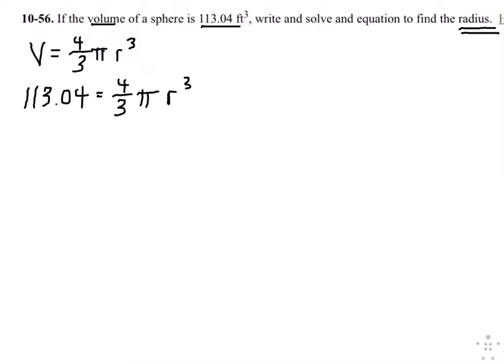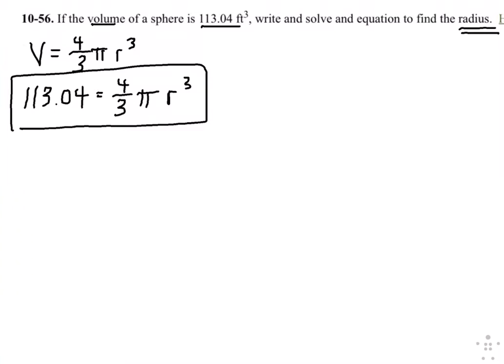Now for this, it does not say to do so. Oh, wait, it says write and solve an equation. So there's an equation, right? That's the first part. We're done, there's the equation. And then solve. We kind of have to use decimal values for pi to do this, unless we want everything left in terms of pi.